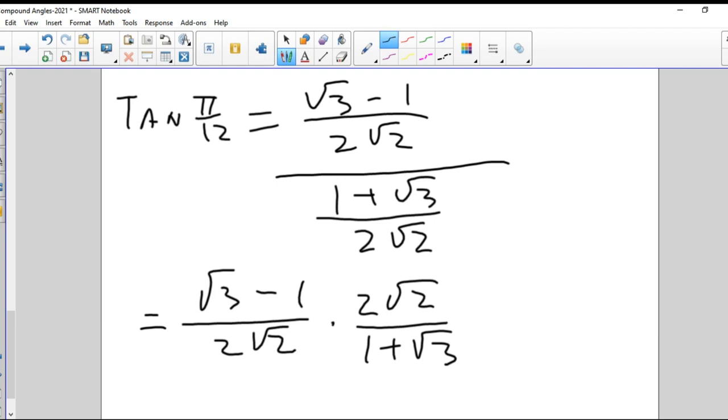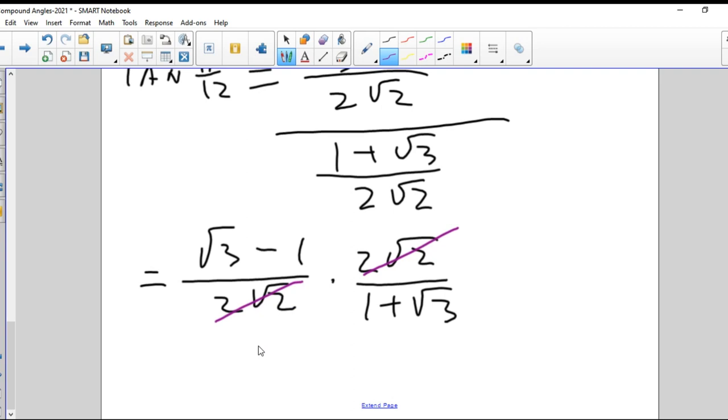Does anybody notice anything here that might be of some help in trying to wrestle this thing to the ground? Try to simplify this somehow? Is there anything that anybody notices about this? It says root 3 minus 1 over 2 root 2 times 2 root 2 over 1 plus root 3. We can, in fact, reduce out the 2 root 2's. Absolutely. So this cancels with that. And here's what we're left with.